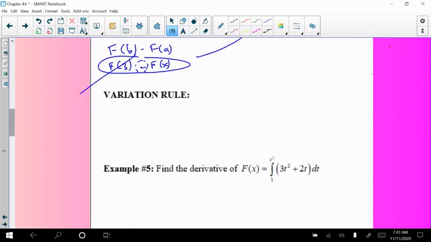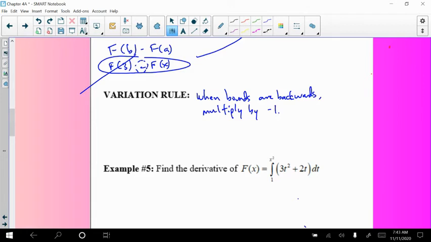Okay, so I guess the variation rule here is, when your bounds are backwards, multiply by a negative. I mean, just like we've been seeing. When bounds are backwards, multiply by negative 1. Okay.